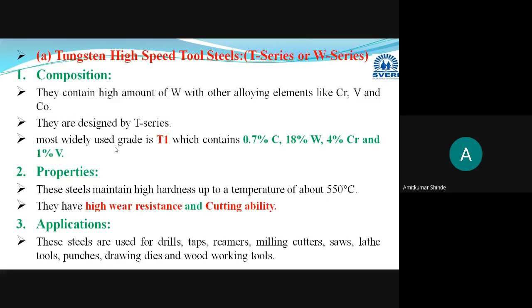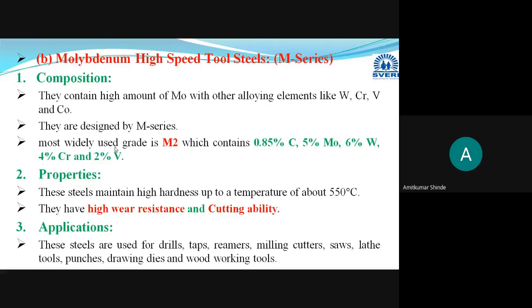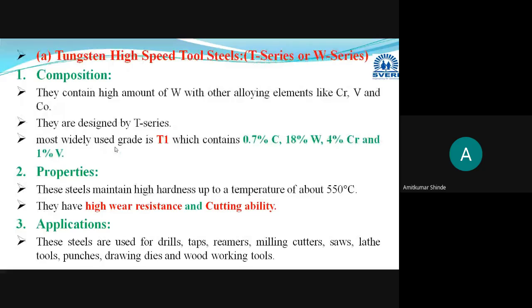Okay, and in the applications, for high speed tool steels of both types, you can simply remember the different tools which we are using. The applications will be somewhat common here: different types of drills, different types of taps, different types of reamers, different types of milling cutters, and different types of saws.